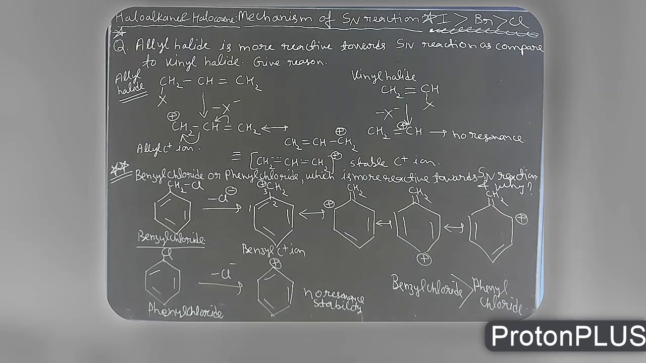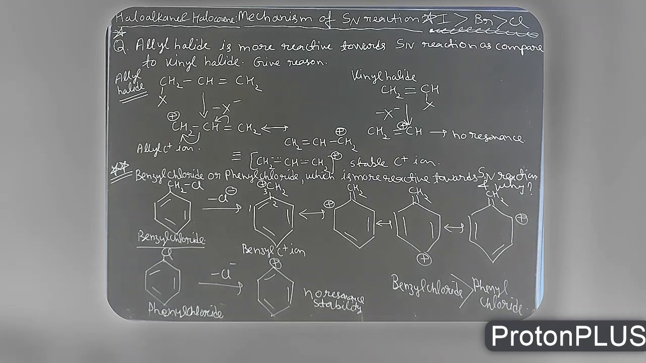Whereas when we take the example of vinyl halide, that is CH2 double bond CHX, when we remove this X in the form of X minus, then the product formed is vinyl carbonium ion, that is CH2 double bond CH. Two functional groups, that is positive charge as well as pi bond, are both present on the same carbon atom, so no resonance stability is there, so least stable, so least reactive for SN reaction.